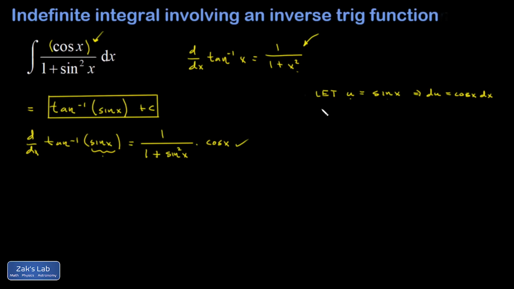So I transform my integral into du over 1 plus u squared. So I have this 1 over 1 plus u squared form. So I guess my antiderivative is the inverse tangent of u plus c. And then I substitute in the definition of u in terms of x. So I have the inverse tangent of sine x plus c.